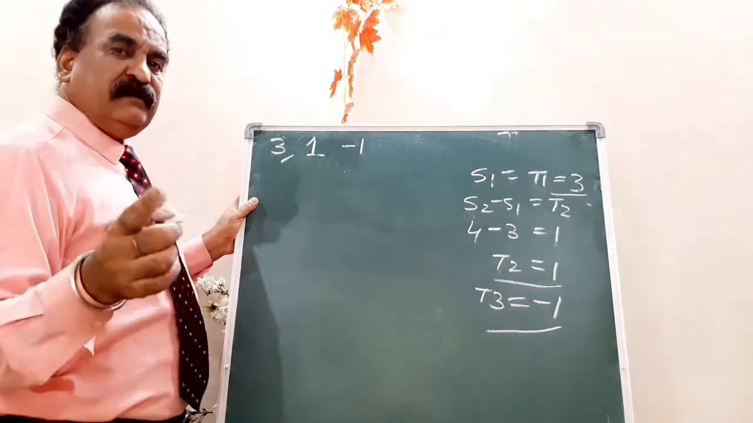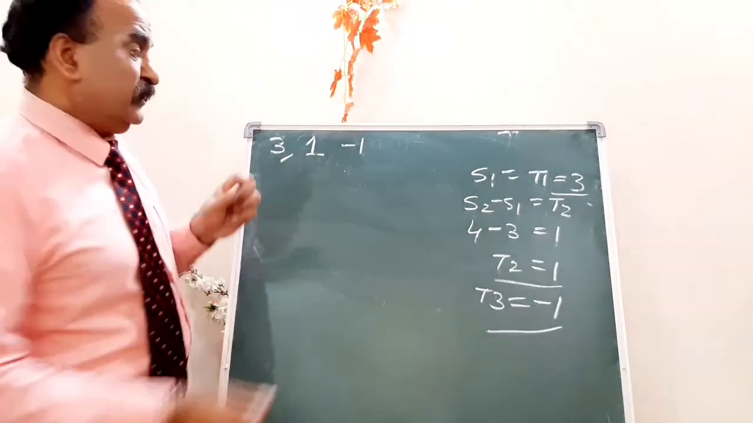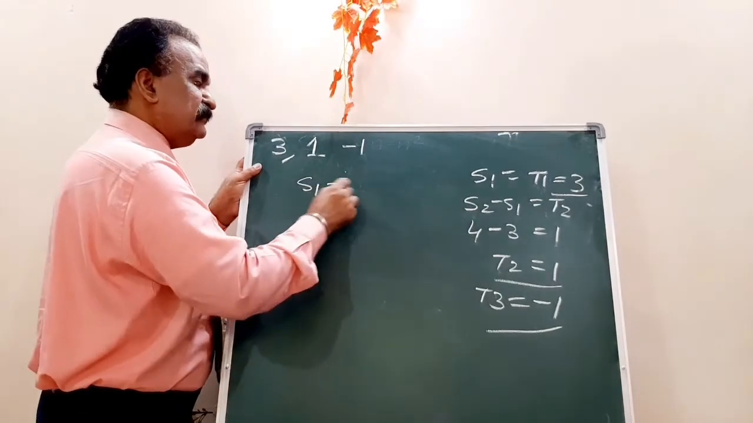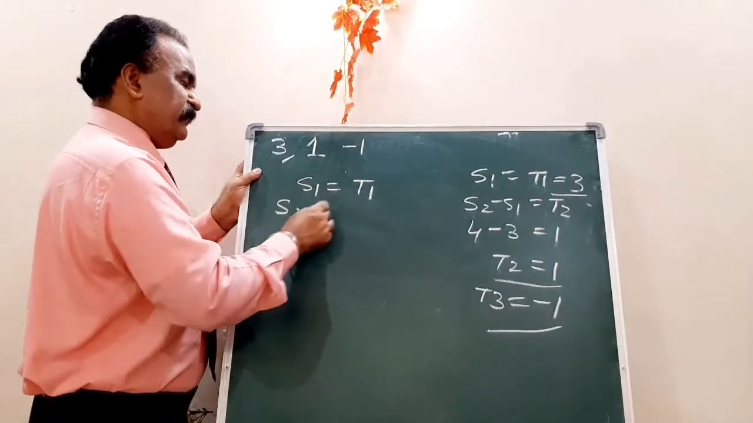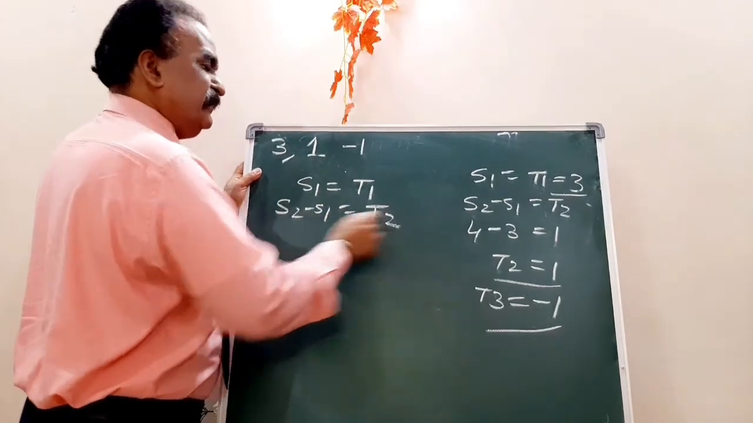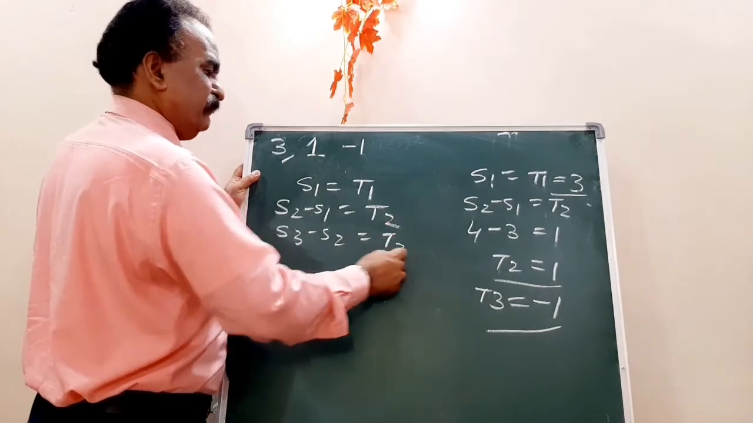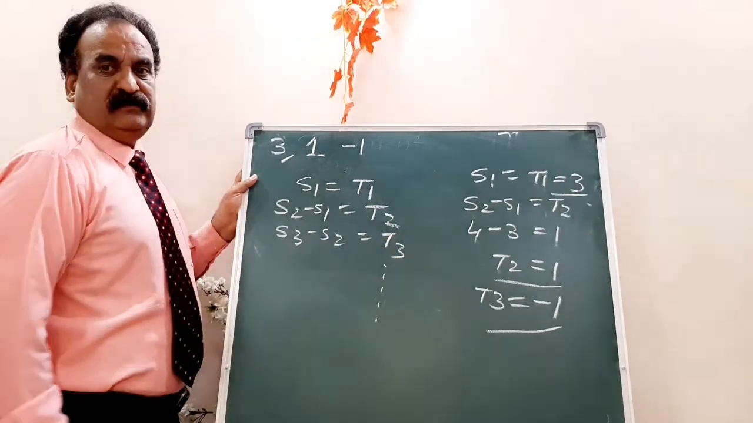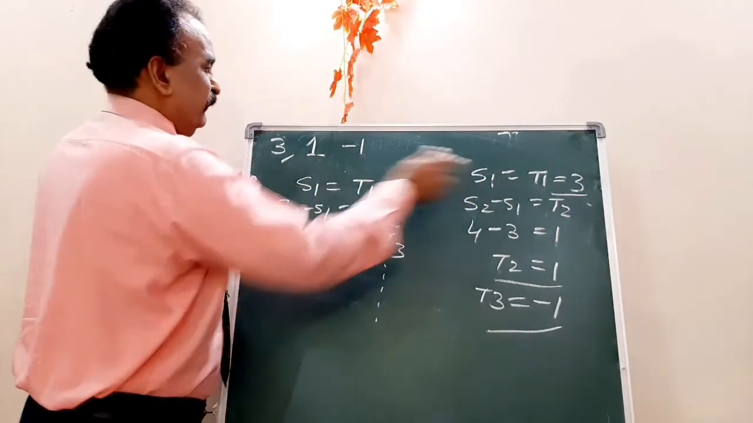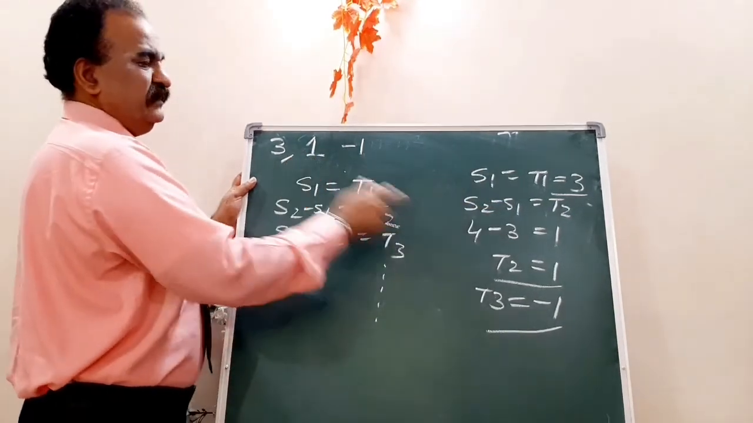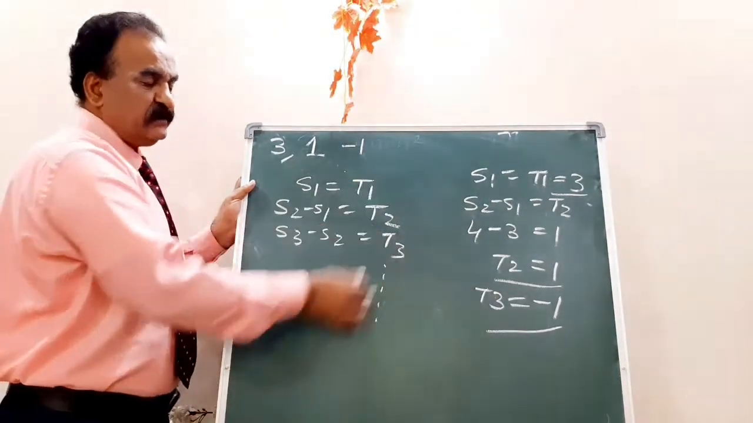Listen carefully now to the concept. When the Sn is given to you, S1 will be the first term, S2 minus S1 will be the second term, and S3 minus S2 will be the third term, and so on you can find, and you can construct an AP. T1 is 3, T2 is 1 and T3 is minus 1. And so on you can construct an AP.